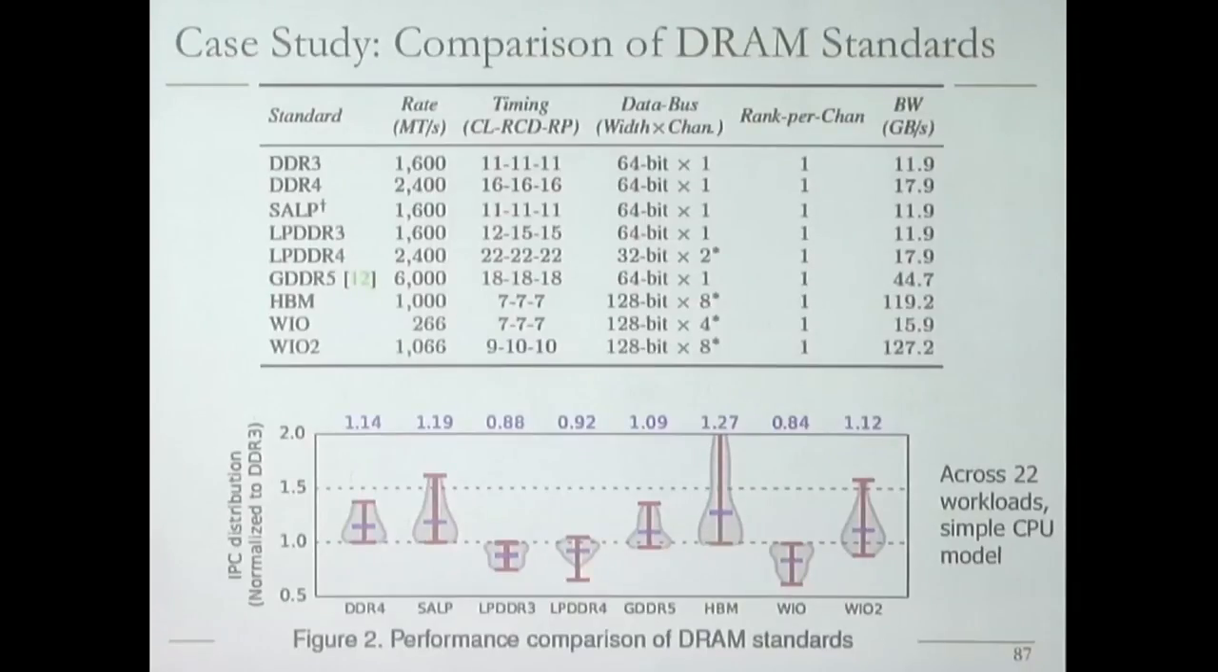For example, sub-array level parallelism is better than DDR4 in this case, and so is GDDR5. And you can see that HBM, high bandwidth memory, actually is the best in this case. It provides you, on average, 27% higher performance. And the variance: there are some applications that gain a lot because they're probably bandwidth bound in this case. And you can guess that. So you can see the peak bandwidth of different memories listed over here.